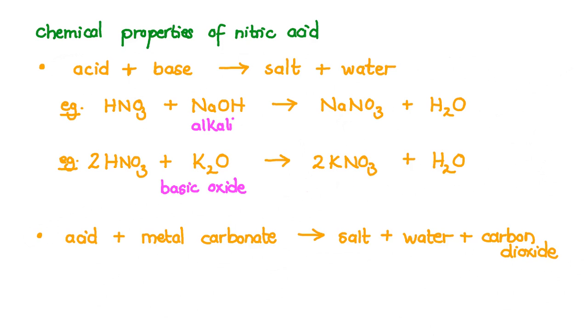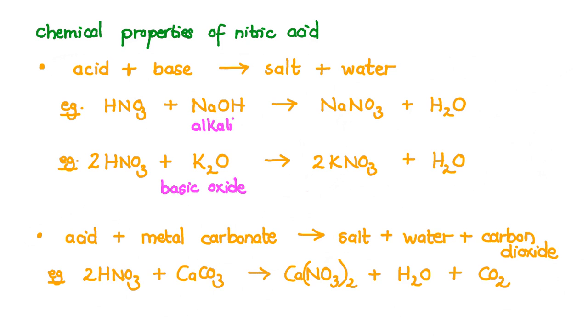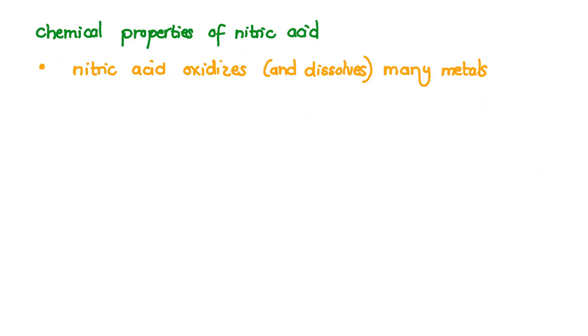Many acids, including nitric acid, can react with a metal carbonate to produce salt, water, and carbon dioxide. Here is an example of this reaction using nitric acid and calcium carbonate. The salt product is calcium nitrate, and carbon dioxide is given off as a gas. Now, there are many types of reactions that nitric acid can undergo. We've only looked at a few here. Let's look at one last type of reaction in some depth. We'll look at the oxidizing nature of nitric acid on metals.